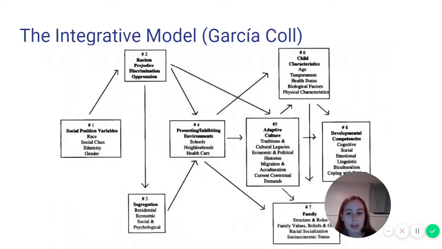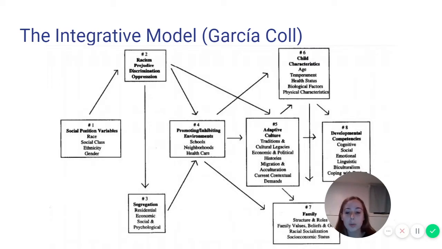And another framework we want to keep in mind is this one here, the integrative model by Garcia Coll. And you should think of this as an add-on to the ecological model. Essentially, what this is saying is that for minority students in particular, things like racism, prejudice, discrimination, and oppression are often left out of the ecological model. And that's a problem because they influence the child in so many different ways.